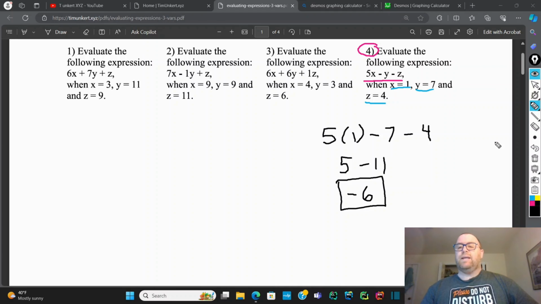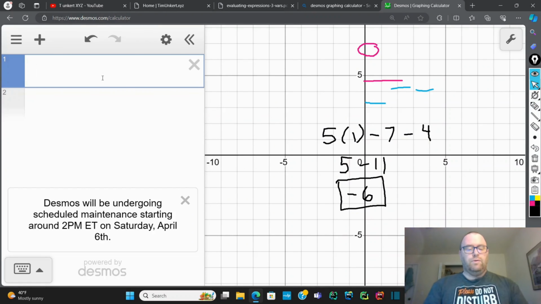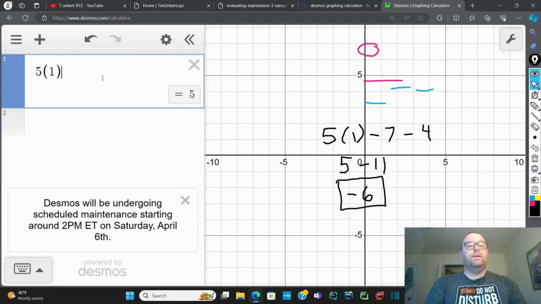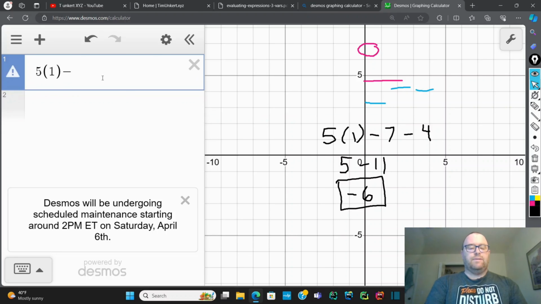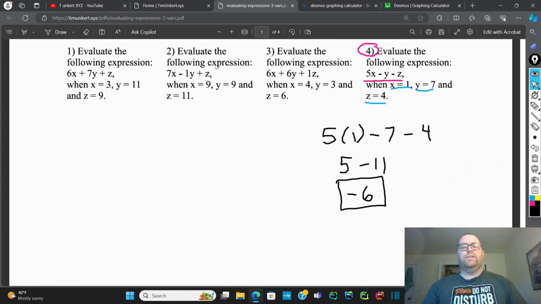Okay, let's check it in Desmos. So we're going to clear this out. We do 5 times 1 minus 7 minus 4, get minus 6. Okay, and you've got to make sure you write down the problem right when you bring it into Desmos, of course. All right. So yeah, it may seem like I'm harping on Desmos during this video, but again, if you are taking the digital SAT, use every advantage you can.